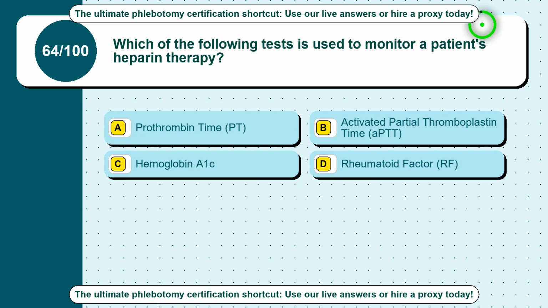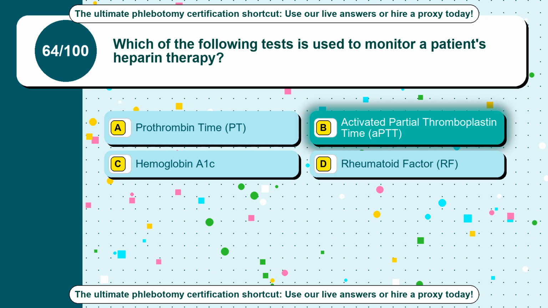Question 64. Which of the following tests is used to monitor a patient's heparin therapy? Option A, prothrombin time, PT. Option B, activated partial thromboplastin time, APTT. Option C, hemoglobin A1C. Option D, rheumatoid factor, RF. The correct answer is option B, activated partial thromboplastin time, APTT.